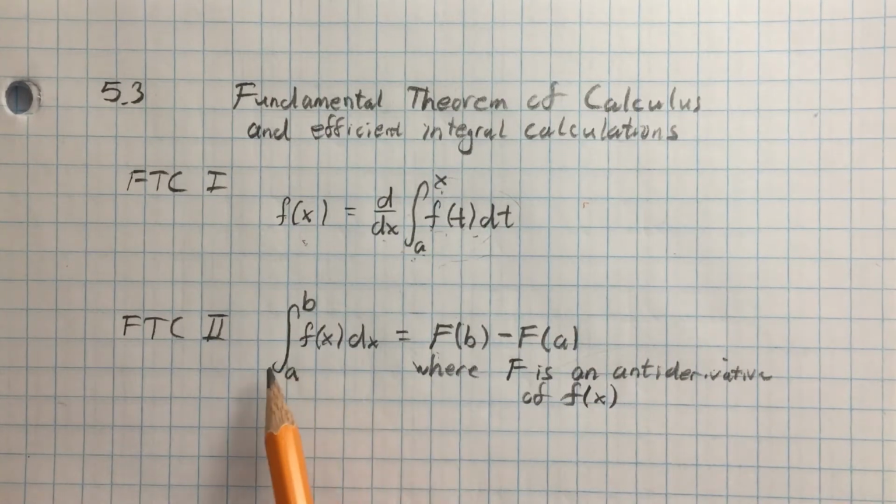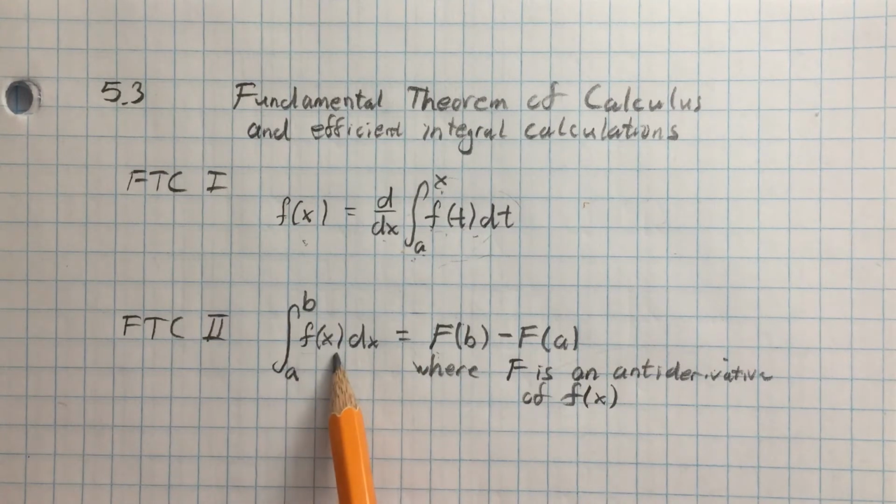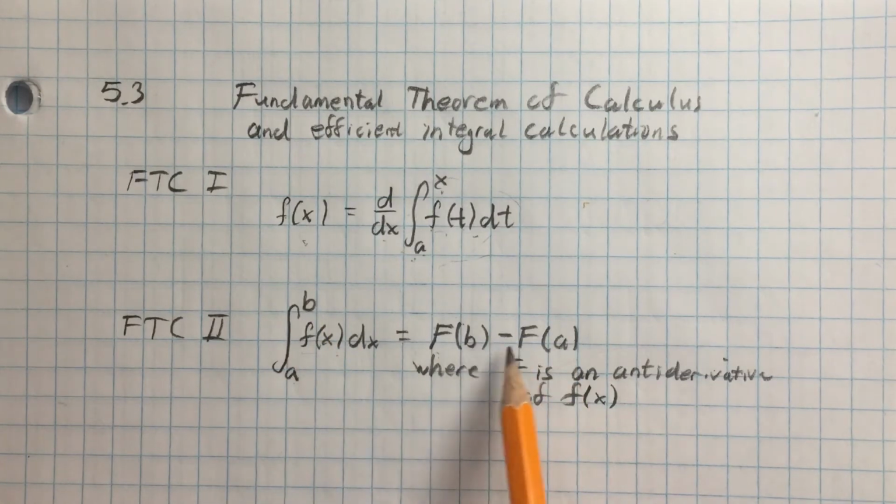So no longer do we need any type of limiting process or complicated Riemann sums or anything of this nature. We can simply take the antiderivative of f. I can plug in the two values, a and b, and subtract, and I'll get the same thing.